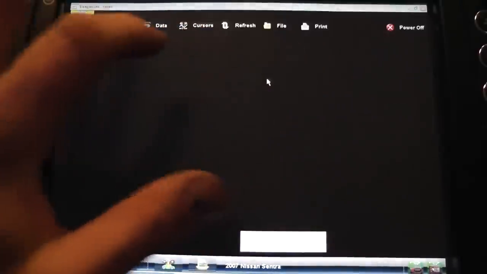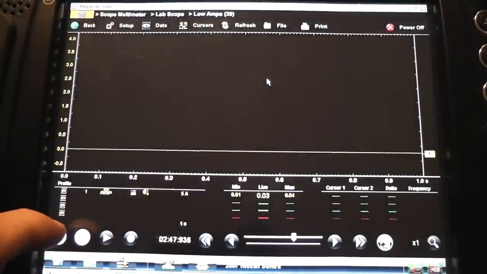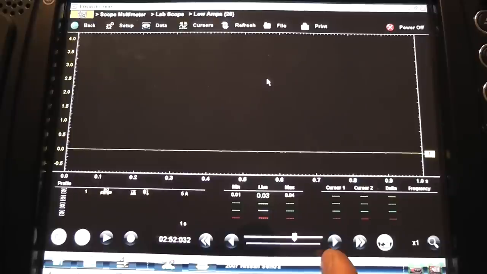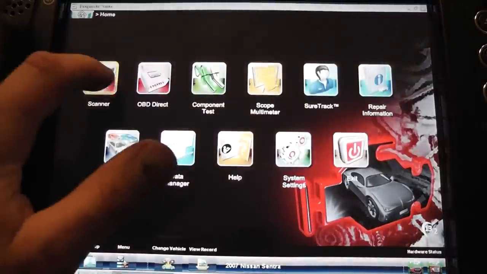Home tab. Scope, see that scope's still alive. We had nothing there at all. That is a live screen. You see this bar moving across the bottom. It's moving slowly, but it's moving, isn't it? It's on a 1 second screen. We saw no activity at all.